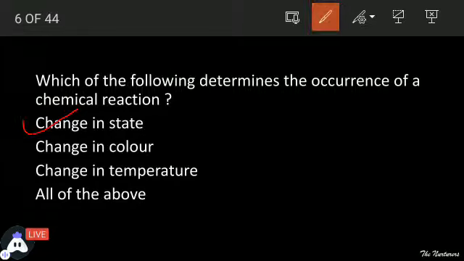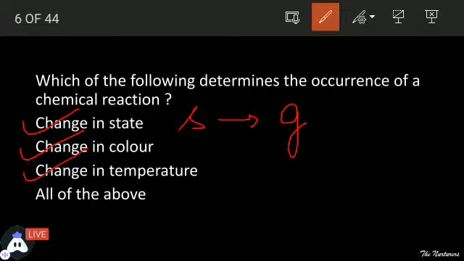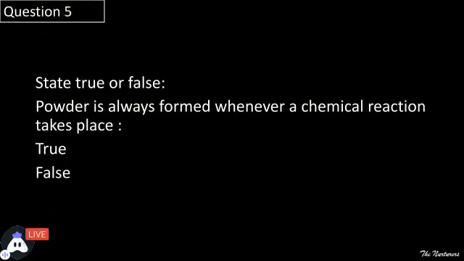Change in state, because magnesium ribbon solid से गैस रिलीज हुई थी तो स्टेट भी चेंज हुई है. कलर भी चेंज हो गया है मैग्नीशियम रिबन का, टेम्परेचर obviously किसी चीज़ को हीट कर रहे हैं तो टेम्परेचर तो राइज होगा ही. So since all the three were shown in the above case, the answer would be all of the above. Moving ahead to the next one.